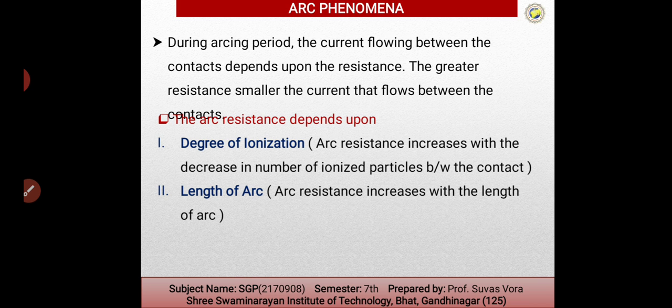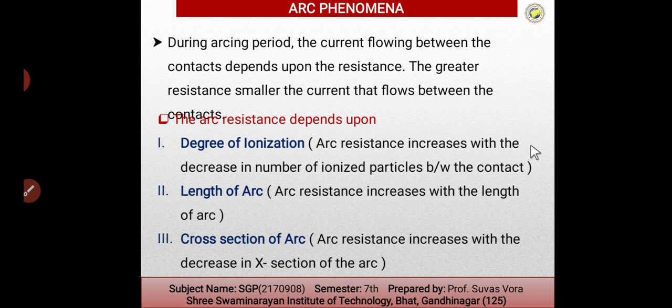If I talk about the length of the arc, so the arc resistance increases with the decrease in the cross section of the arc. ये जो है जो आर्क है हम किस तरह से रिमूव कर सकते हैं या डिस्ट्रॉय कर सकते हैं उसकी बात है. सो डिग्री ऑफ द आयोनाइजेशंस में हम क्या कहते हैं कि जो उसके कॉन्टेक्ट्स होते हैं उसको नंबर ऑफ आयोनाइजेशंस पार्टिकल्स को ओपन कर देते हैं.